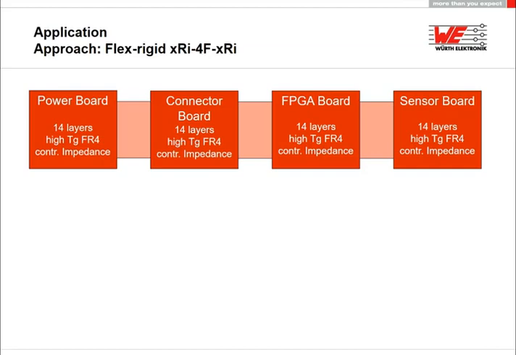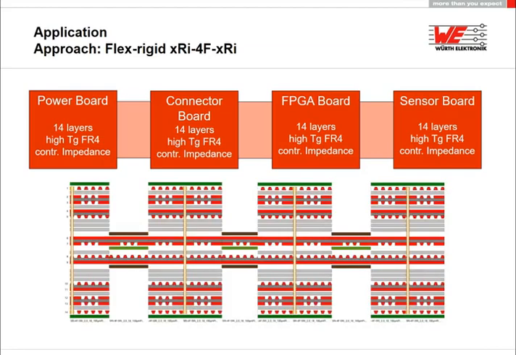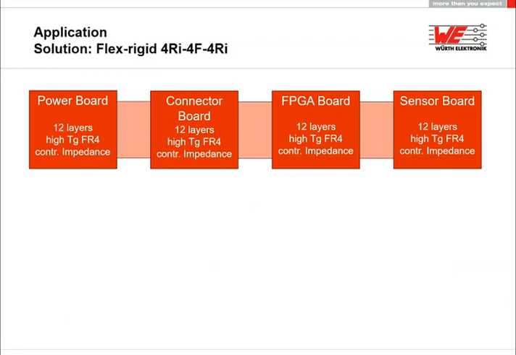So this, with 14 layers, is called a 4F5RI. And here we can see the stack up as it is used in the calculation tool for the impedance. So now it's one part, no more connectors, no more cables. So this makes the design easier and also the handling and the performance better.